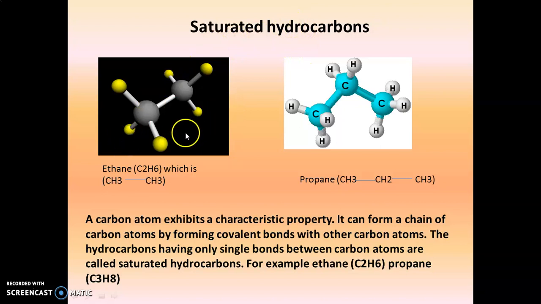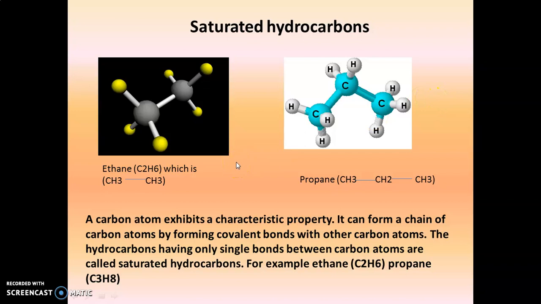Just now we have studied that a carbon forms 4 covalent bonds by sharing electrons with other elements. A carbon atom exhibits a characteristic property. It can form a chain of carbon atoms by forming covalent bonds with other atoms. So this is also a unique property of carbon.